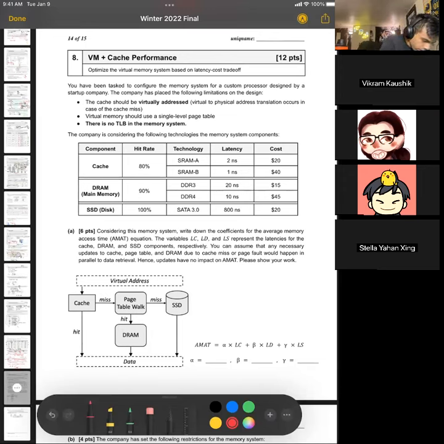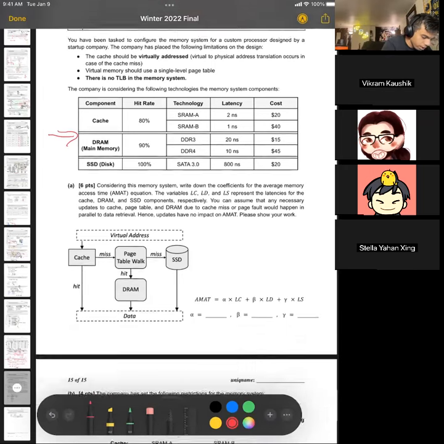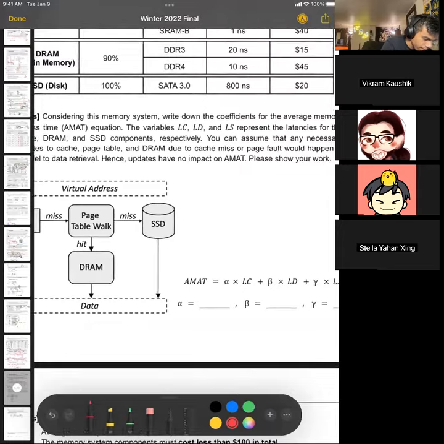Okay, so it says, considering this system, write down the coefficients for the average memory access time. LC, LD, LS represent the latencies for the cache, DRAM, and SSD components, respectively. You can assume that any necessary updates to cache, page table, and DRAM due to cache miss or page fault would happen in parallel to data retrieval. Okay, so basically it gives us a nice diagram here, which I really like. But it says compute the AMAT, or make a general equation for the AMAT. So we don't actually need this table at all for this part. This is just kind of a purely conceptual thing.